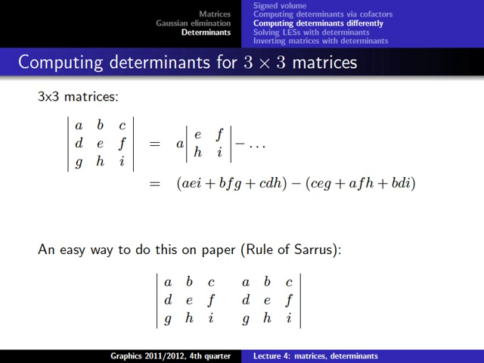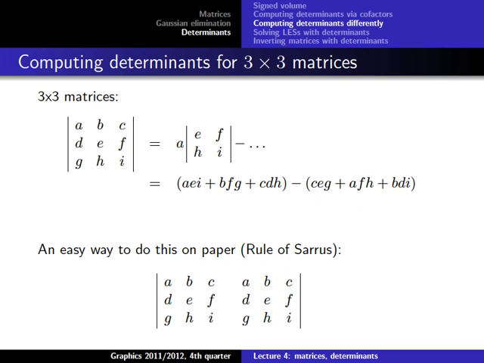If we have a 3x3 matrix, if you write it down in a general way, like I did here with just letters A, B, C, and so on, and then you group the terms that have a positive factor and the ones that have a negative factor, you end up getting this formula here, which by the way is a good exercise to do.